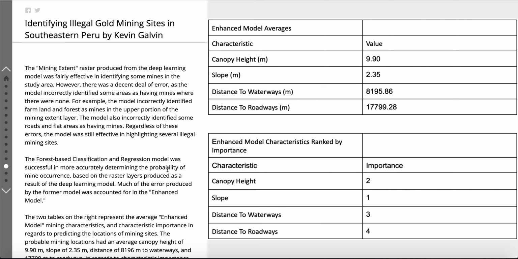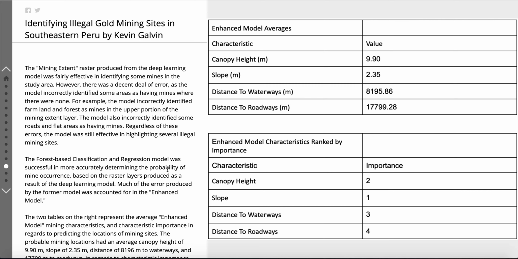Even though the enhanced model produced an importance ranking slope as most significant, the actual values determining the importance for each variable were not very different, and they were all equally impactful in terms of the probability of mine occurrence. This project demonstrated that GIS processes can be utilized to both identify current mines and predict where they may occur in the future based on my probability analysis.